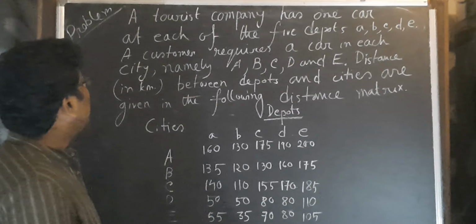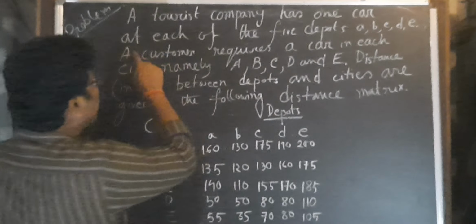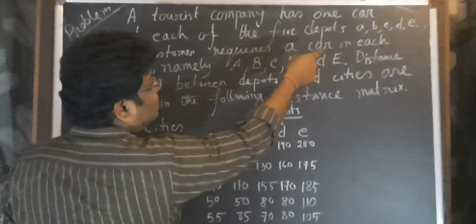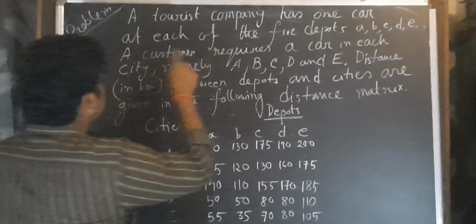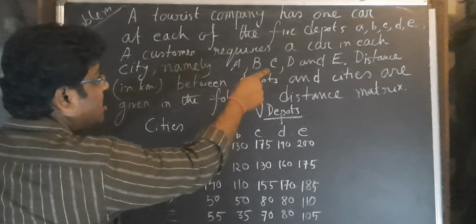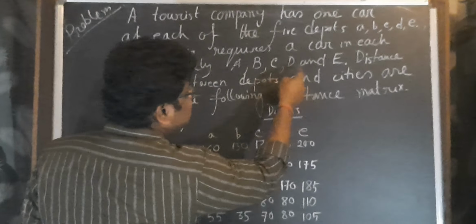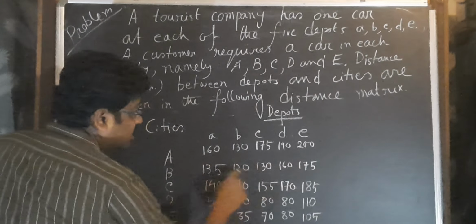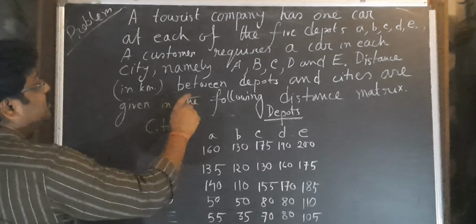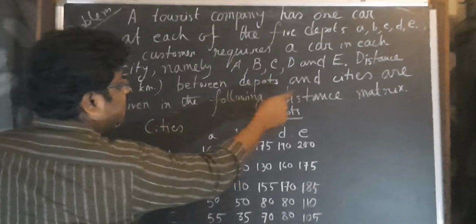Look at this: a tourist company has one car at each of the five depots A, B, C, D, E. Depots are the origin. A customer requires a car in each city, which is the destination, namely A, B, C, D, and E. The distances in kilometers between depots and cities are given in the following distance matrix.